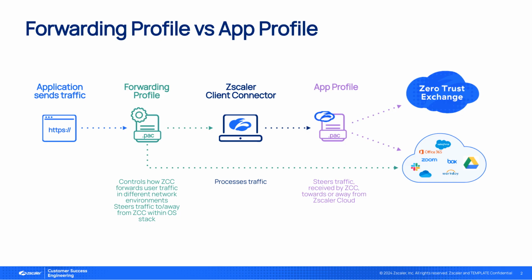As discussed in the forwarding profile video, Zscaler Client Connector has two profiles that must be configured, a forwarding profile and an app profile. This video focuses on the second of these, the app profile, which is used by ZCC to make decisions as to what traffic should be steered towards the Zero Trust Exchange.